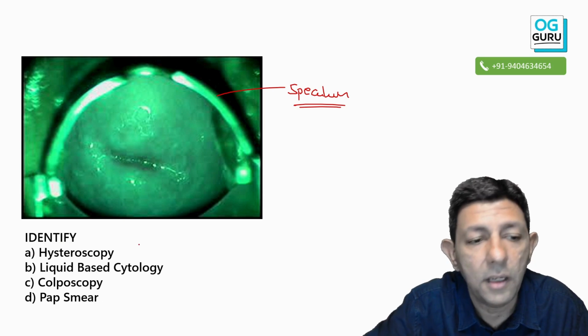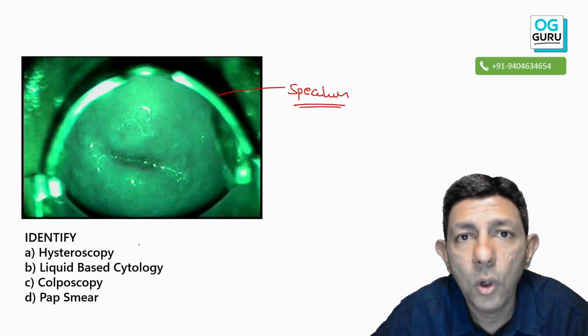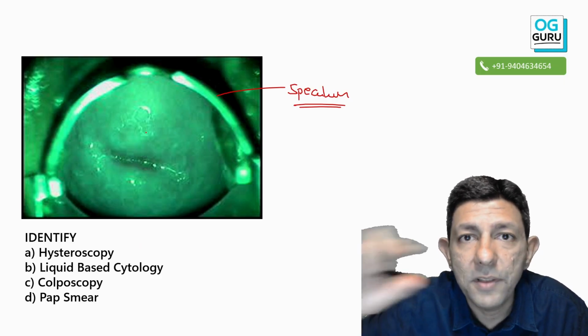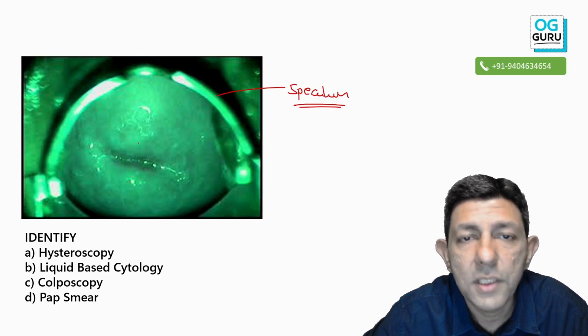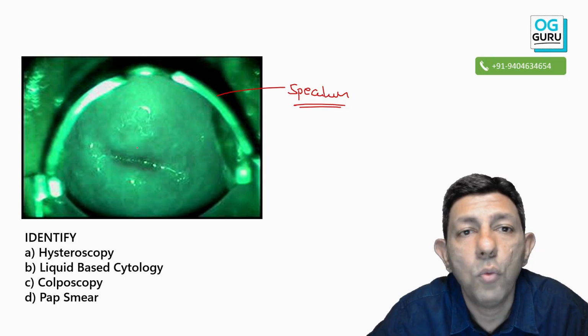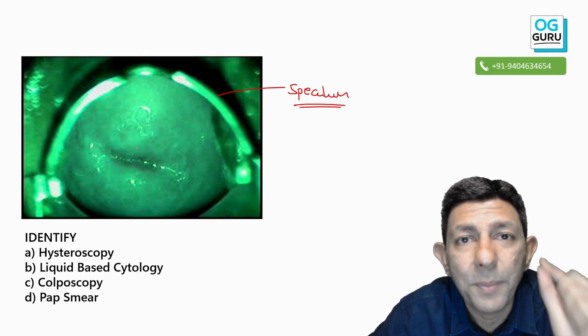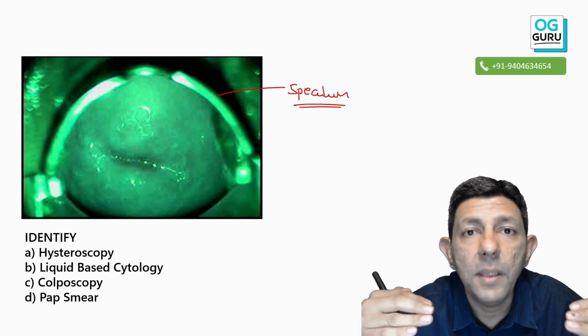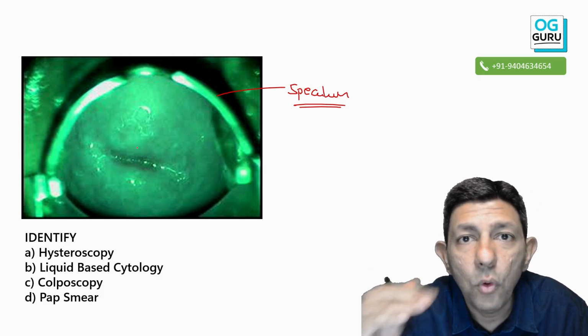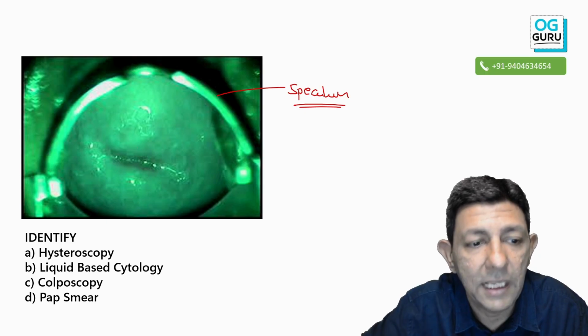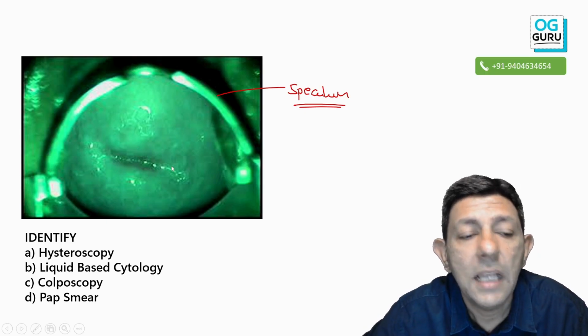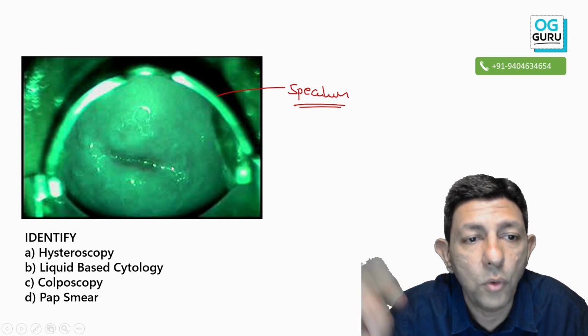Similarly, this is not a pap smear being done or a liquid based cytology. In liquid based we see a brush. The brush is rotated onto the cervix. So what is this? Now what is the speciality, my dear student? What is this picture? If you look at the picture carefully, please understand this. How is the whole picture looking?